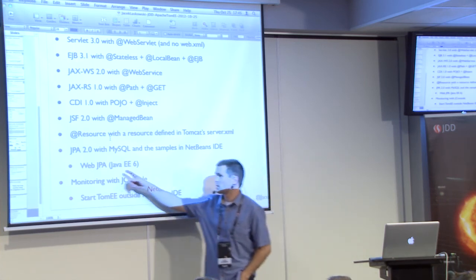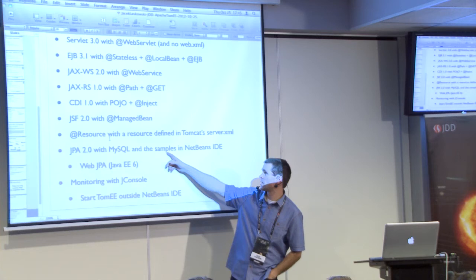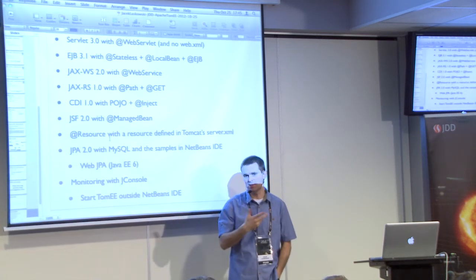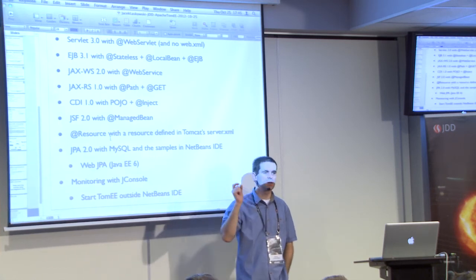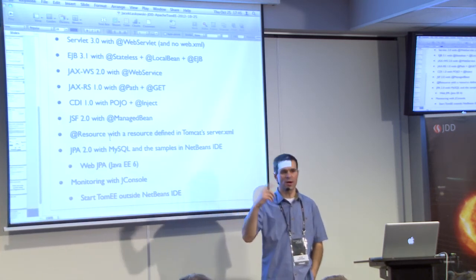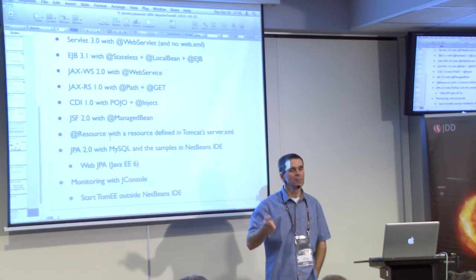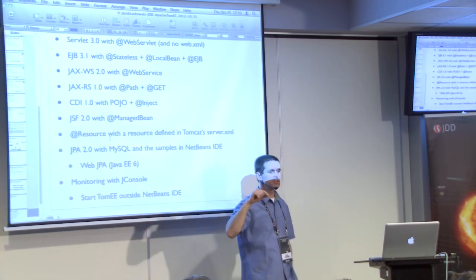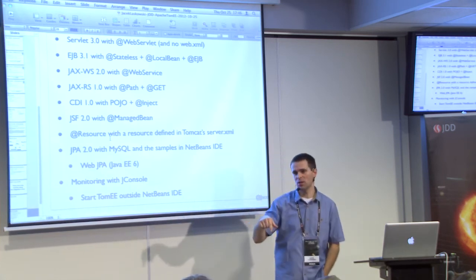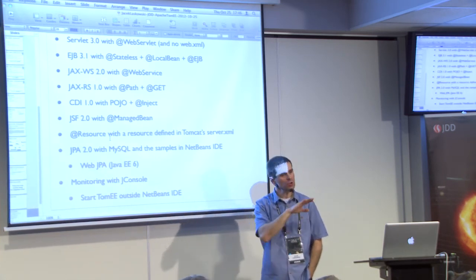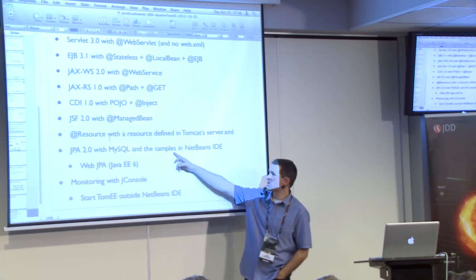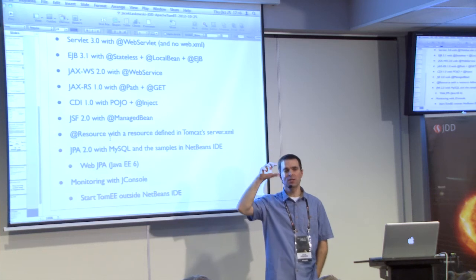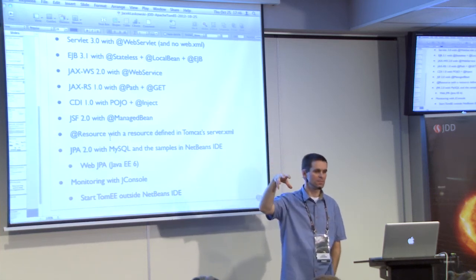So I'm not gonna use JPA with MySQL and samples in NetBeans IDE. It's as simple as I showed with the other samples. You need to create a resource to access MySQL, because otherwise you would access Derby, which is the default database in Apache TomEE. So if you don't change anything in these samples provided by NetBeans IDE, you will access in-memory Derby database. So that's it.